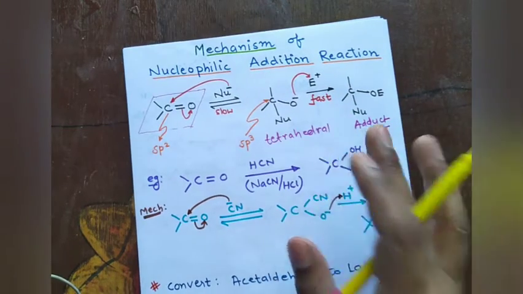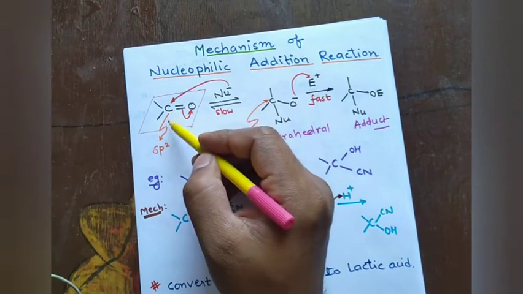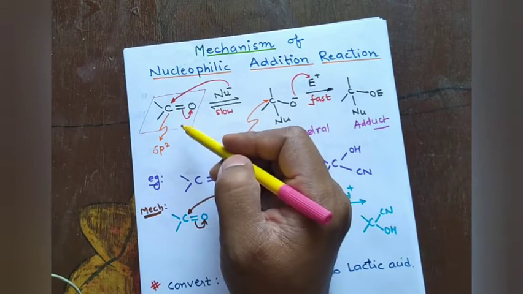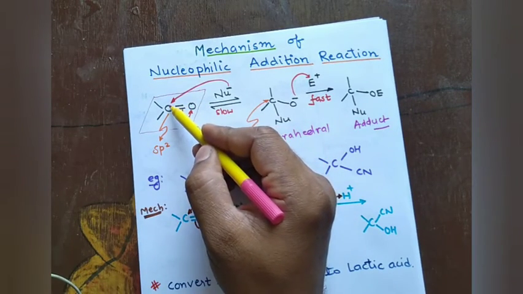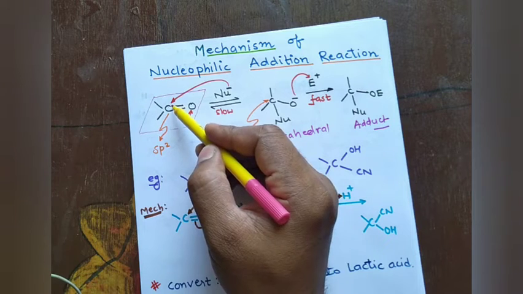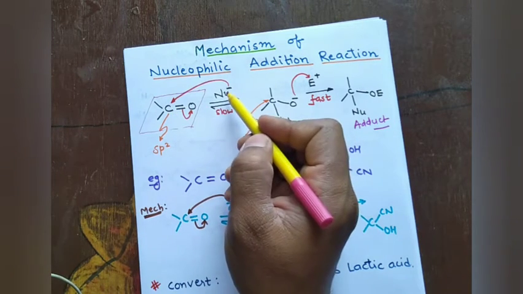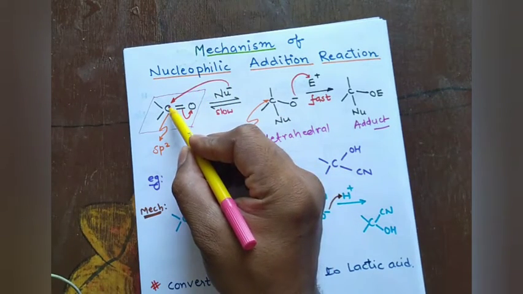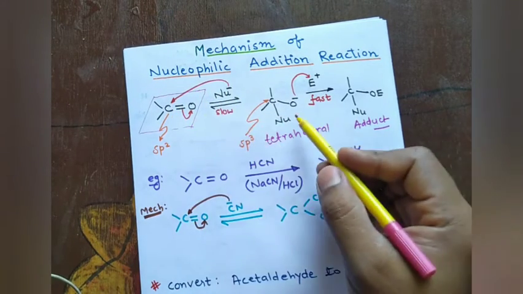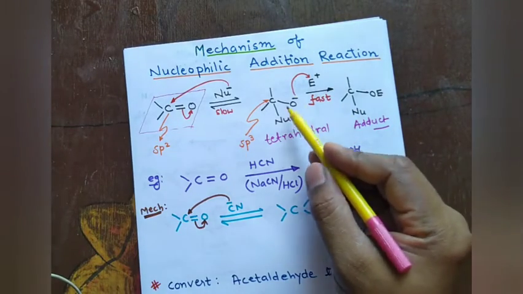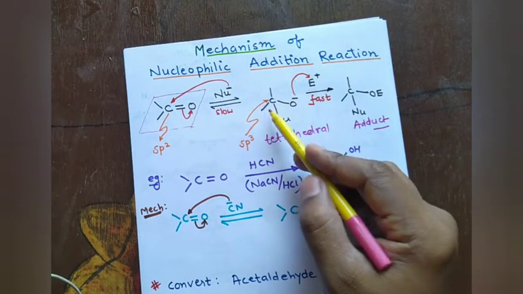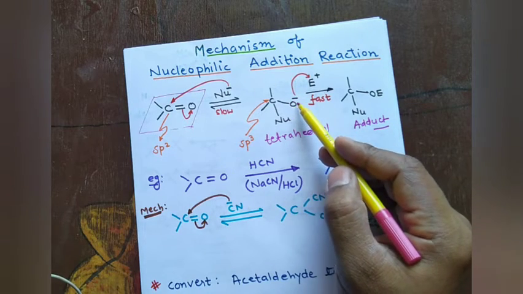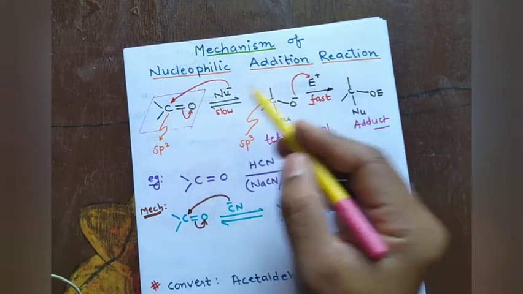In aldehydes and ketones, the carbonyl carbon is sp2 hybridized, making the molecule planar. The carbonyl carbon is electron deficient, that is, electrophilic. So the nucleophile, in the slow step, attacks the carbonyl carbon, forming a tetrahedral structure in which carbon forms four single bonds and oxygen bears the negative charge due to shifting of pi electrons.